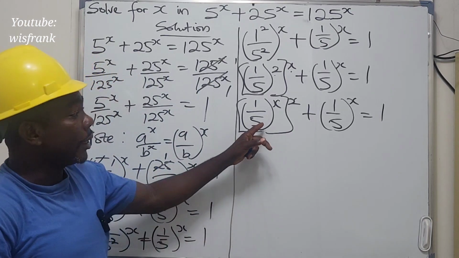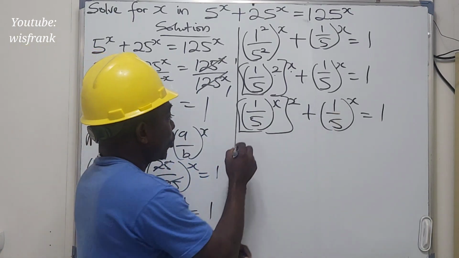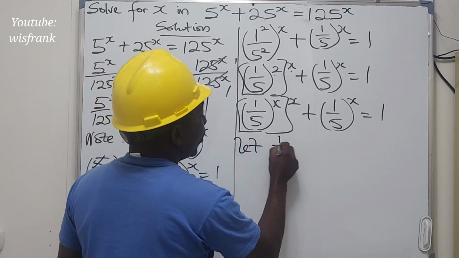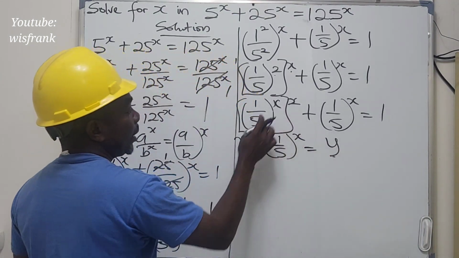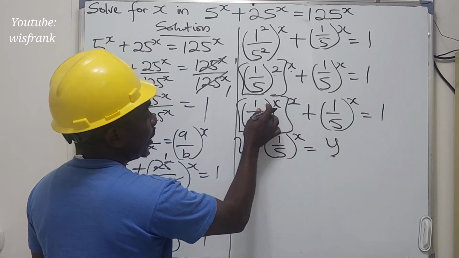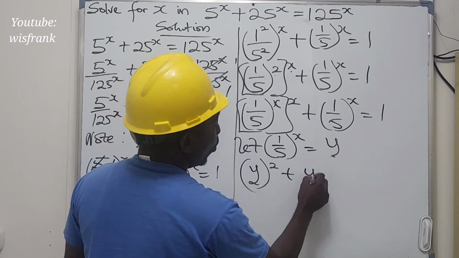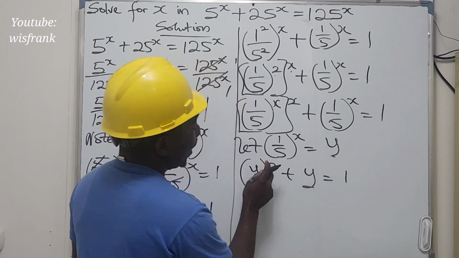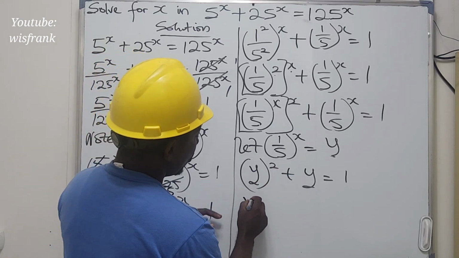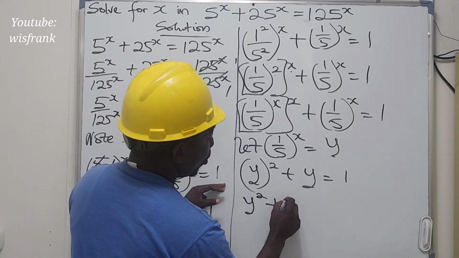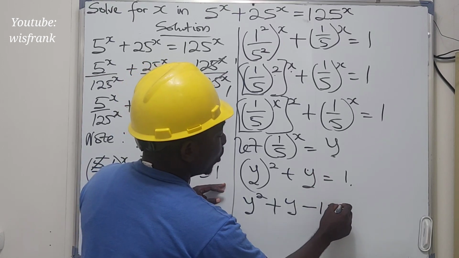In this parenthesis, we have 1 all over 5 to the power of x and 1 all over 5 to the power of x. So what we are going to do is say, let 1 all over 5 all to the power of x equal y. Substituting this in this place, we have y to the power of 2 plus y equals 1. Here we have the highest power of y as 2. So this will become y to the power of 2 plus y, when we transpose this to the other side, minus 1 equals 0.